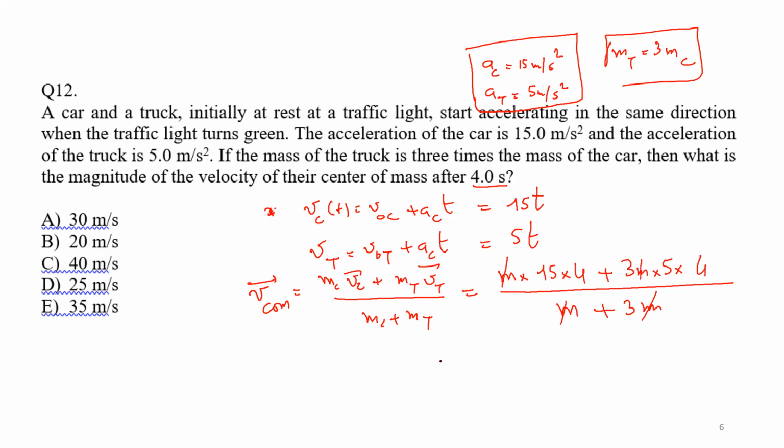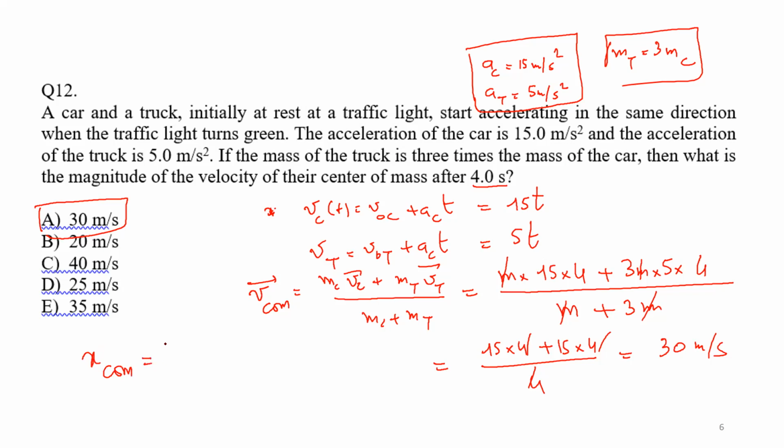And you see the mass goes away, and I will end up with 15 times 4 plus 15 times 4, divided by 4. And you see that this gives you 30 meters per second. And this is the velocity of the center of mass 4 seconds later. So now another question can be, what is the position of the center of mass?